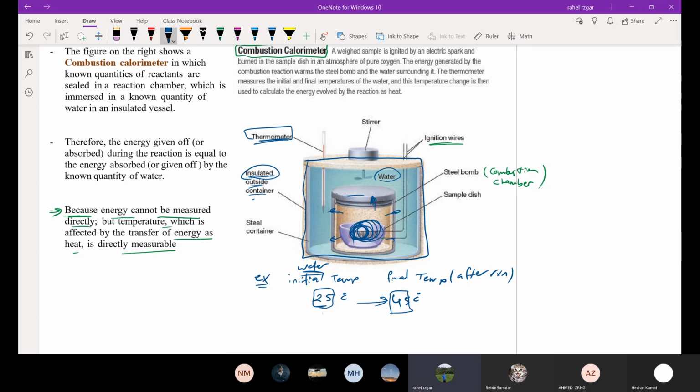So when the reaction occurs, the energy is released to the outside, to the water. Therefore, the energy, look at here, the energy given off during the reaction is equal to the energy absorbed.